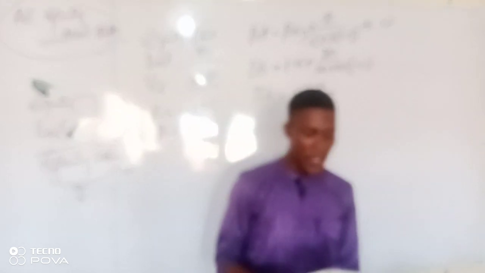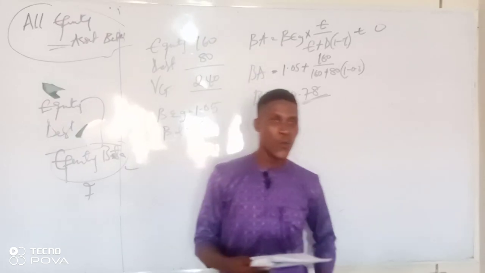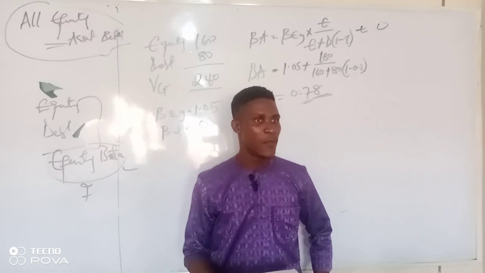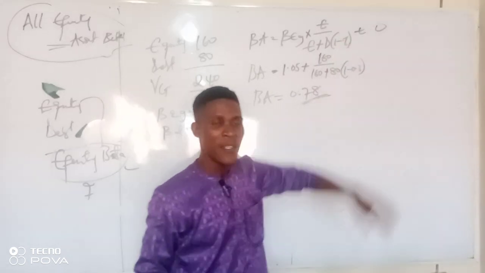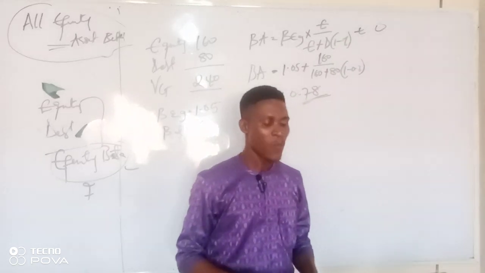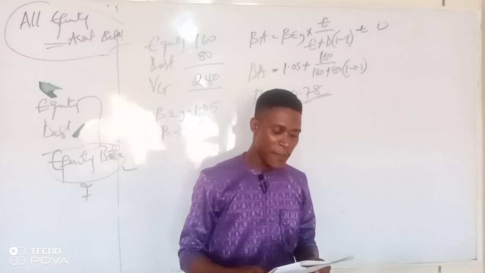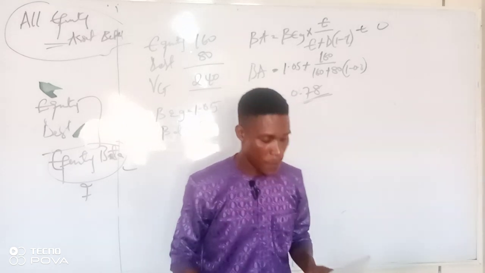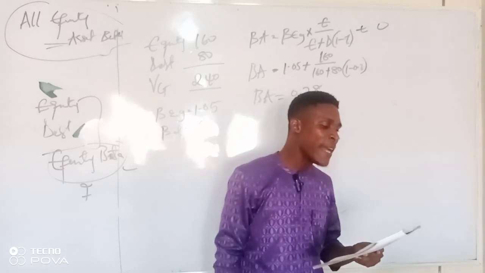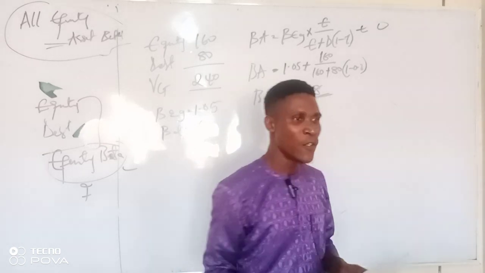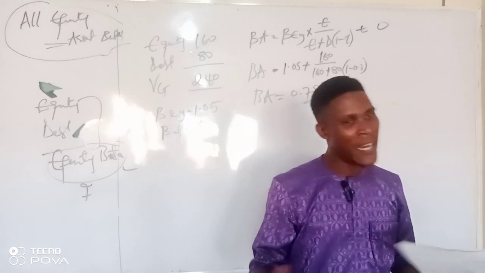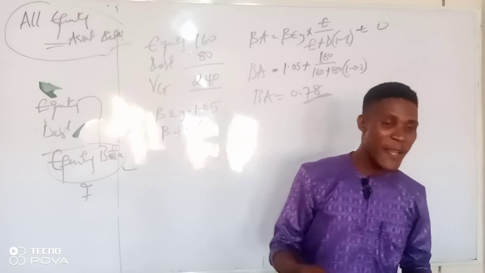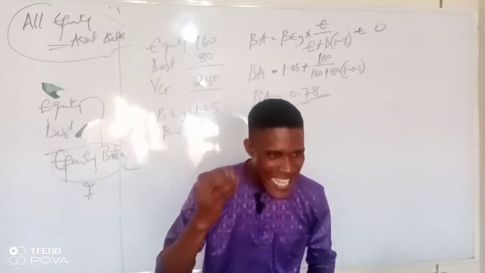Okay, now let's look at this. This is where we are going. Using the asset beta formula now, how do we use it? The asset beta formula might be used in the following circumstances: to estimate the project specific discount rate.